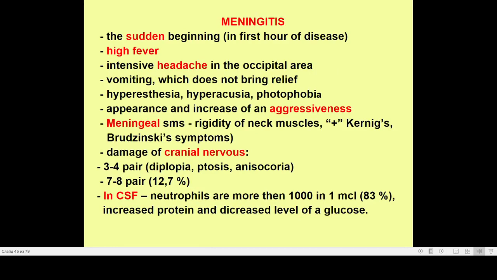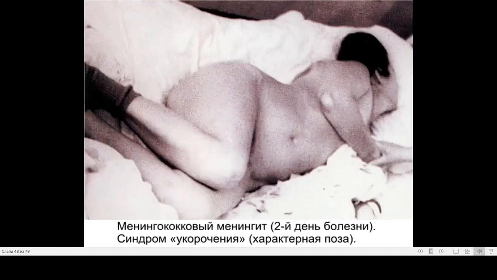Meningitis. Before was the description of meningococcemia, now meningitis. First, beginning of disease: high fever, intensive headache, vomiting, central type of vomiting, signs of hyperesthesia, meningeal signs, damage of cranial nerves. Which cranial nerves will be damaged: third, fourth pair, and seventh, eighth pair. Mostly third, fourth pair will be involved in the process. The clinical picture of meningeal signs we described before. In cerebrospinal fluid, neutrophils more than 1000 in 1 microliter, increased level of proteins, decreased level of sugar.